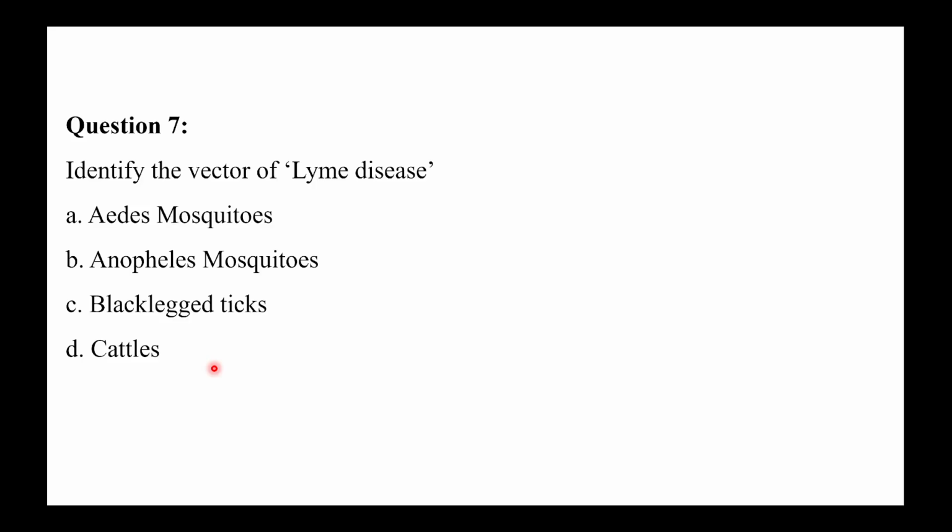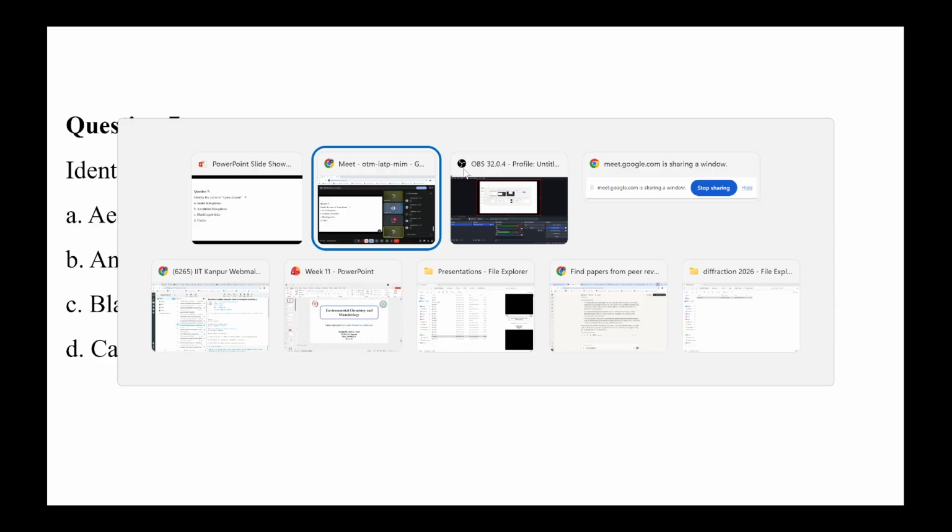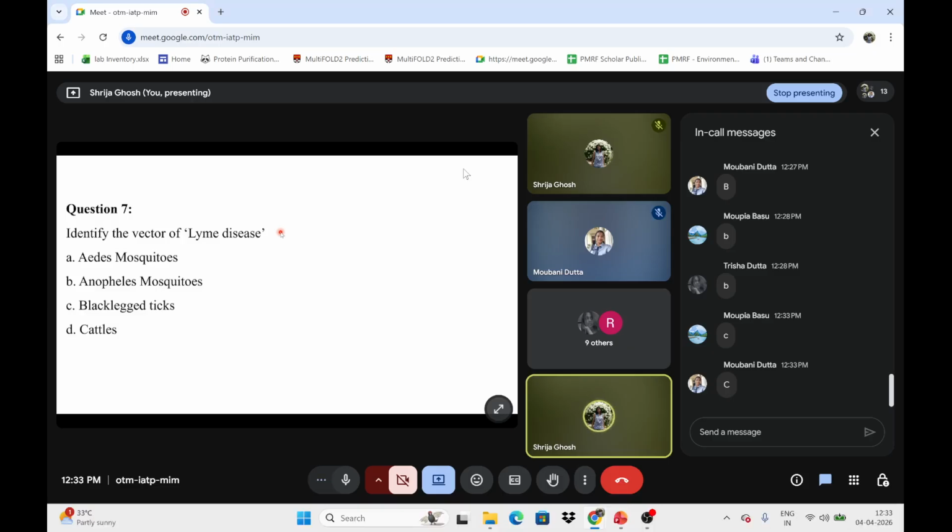Moving to the next question, question number 7. Identify the vector of Lyme disease. Options are option A, Aedes mosquitoes, option B, Anopheles mosquitoes, option C, black-legged ticks, and option D, cattle. Identify the vector of Lyme disease. What would be the correct answer? All of you write your answers in the chat box.